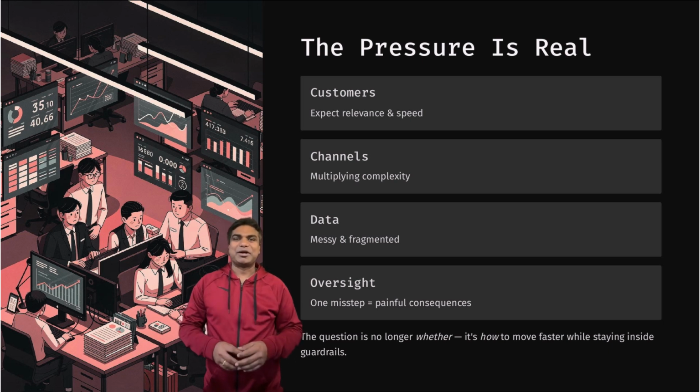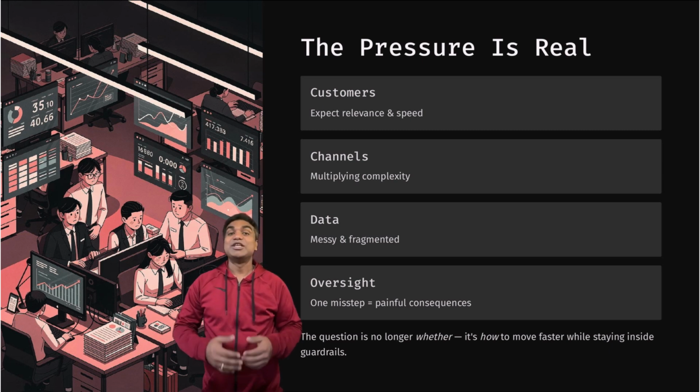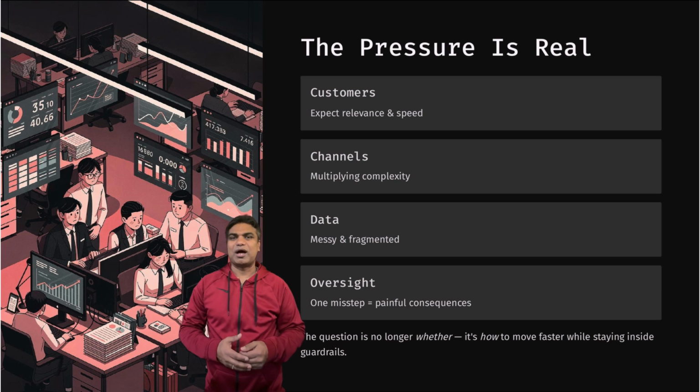Pharma commercial teams are under pressure from every direction at the same time. Customers expect relevance and speed. Channels keep multiplying. Product portfolios are more complex. Data is messy and fragmented, and oversight is intense because one misstep in promotional content can trigger painful consequences.